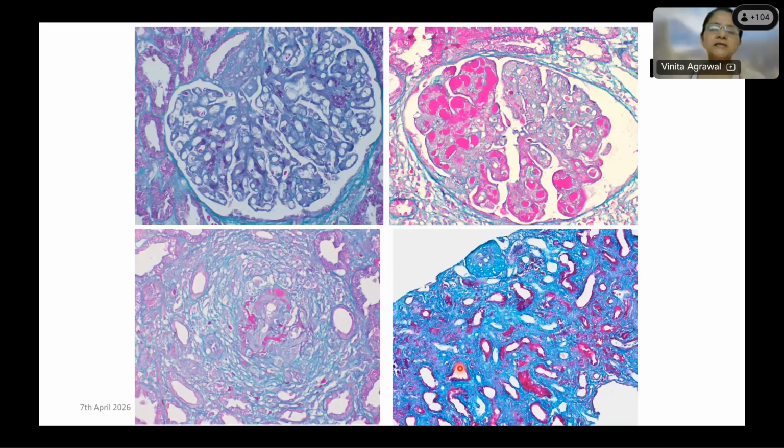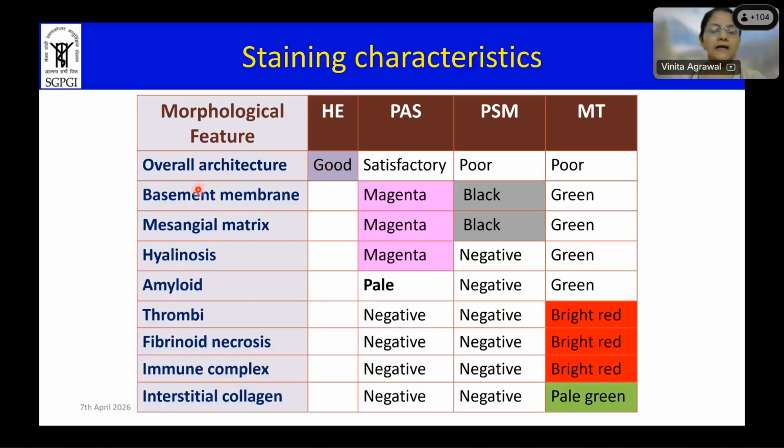Okay, so this is a table which I have made just to tell you that overall architecture is good on an H&E stain. But if you want to look at basement membrane, the mesangial matrix and hyalinosis, it will appear magenta on the periodic acid Schiff stain, whereas amyloid will appear pale, and all of these things will be negative. If you look at silver methenamine stain, the basement membrane again is black. The normal mesangial matrix is black. So if you have any deposits, it will be negative for silver methenamine.